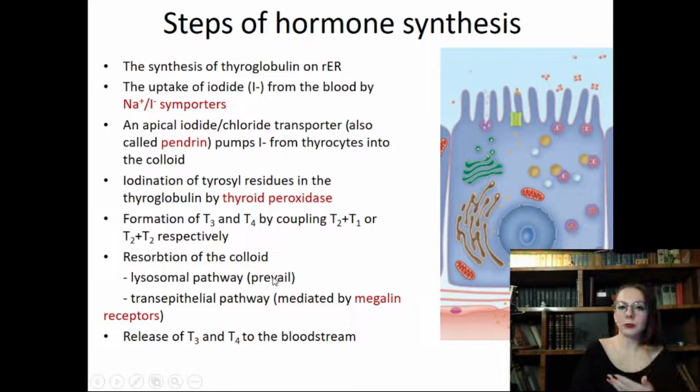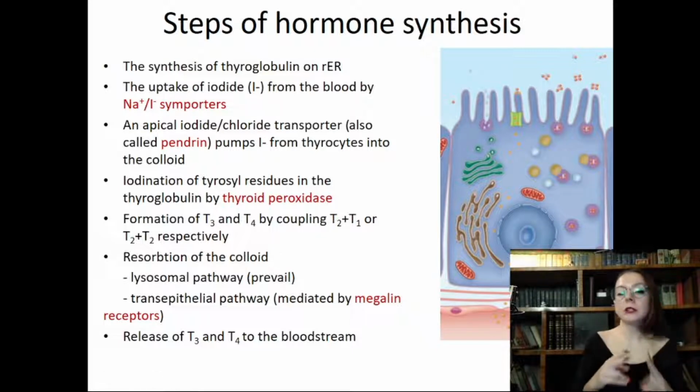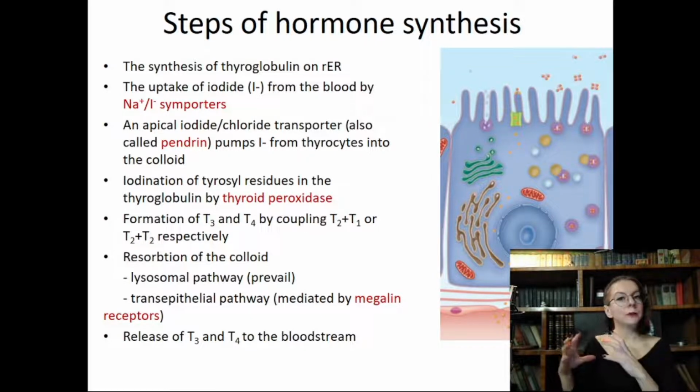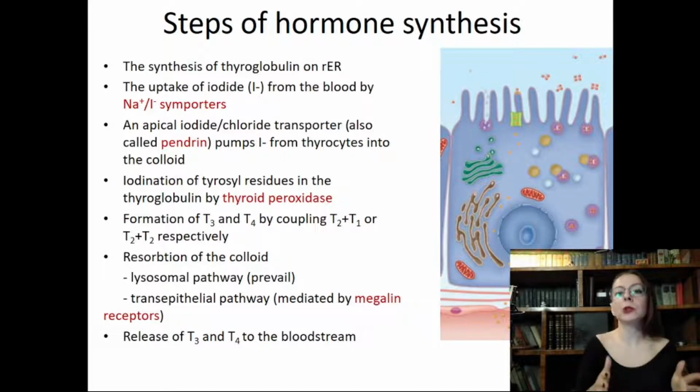The predominant pathway is lysosomal. The endosome fuses with a lysosome, and as a result, lysosomal enzymes cut thyroglobulin into amino acids, and they cut off T3 or T4, and as a result, they are injected into the bloodstream. This is the predominant pathway. So once we need a hormone, thyroglobulin is endocytosed, broken down with lysosomal enzymes into amino acids, and as a result, T3 and T4 are injected into the bloodstream. But another way is transepithelial.